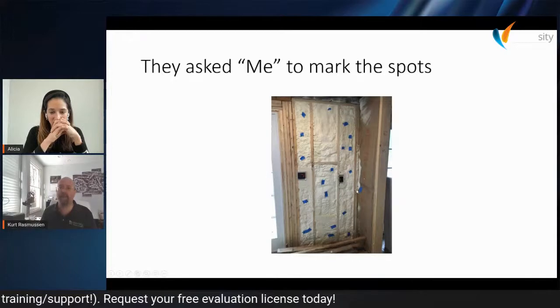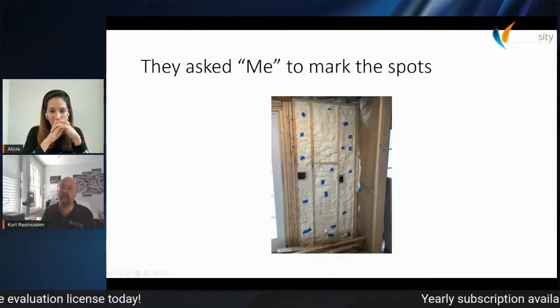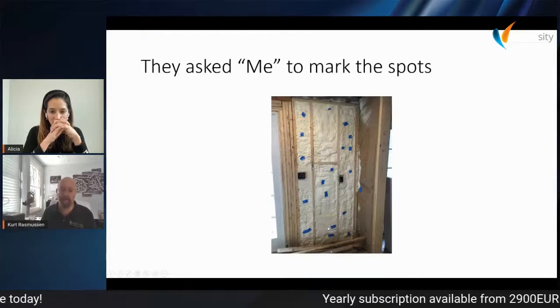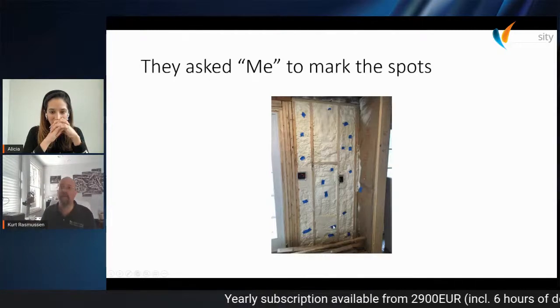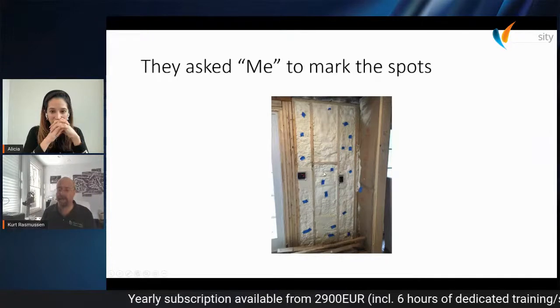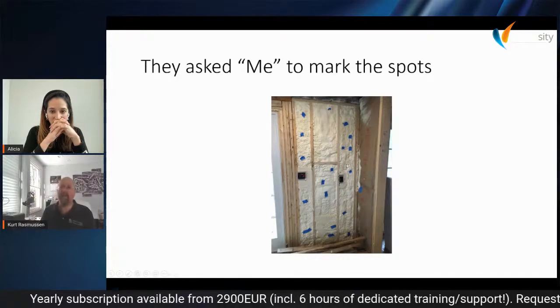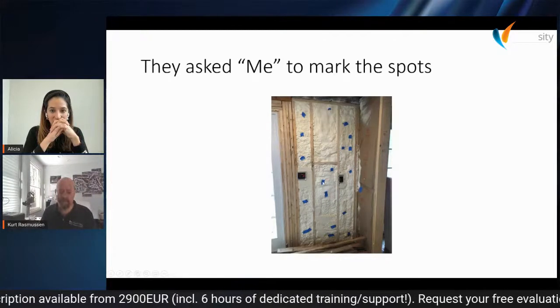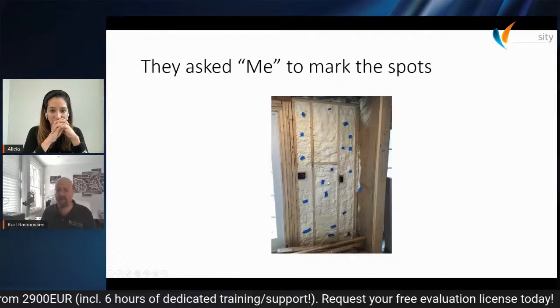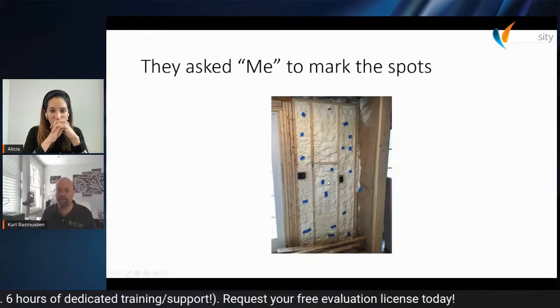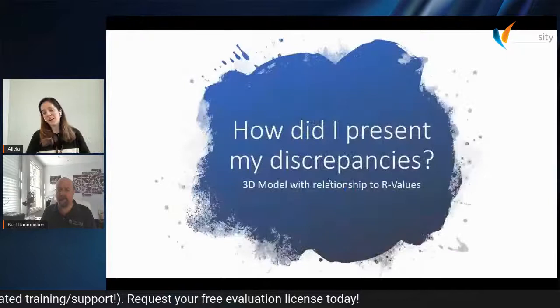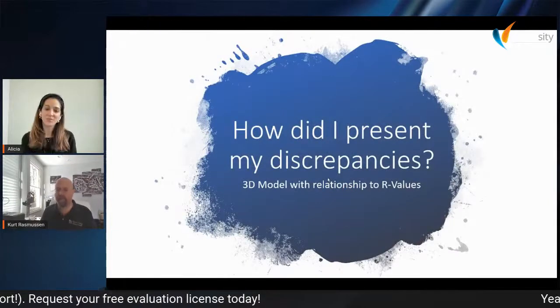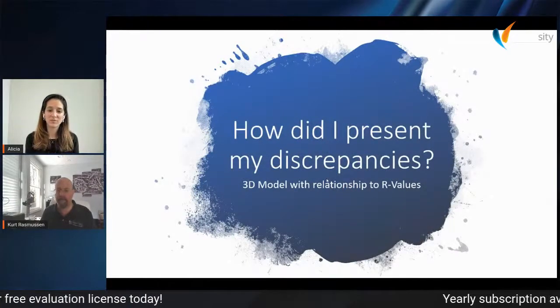This picture is actually me marking where it was sticking out too far, where I had to put a straight edge across it, and it was rocking because the insulation was sticking out too far. So I put blue tape to mark those areas. But even here, marking with blue tape was ridiculous. There's no reason I should be walking around this project putting blue strips of tape everywhere. So I said, well, how can I represent my discrepancies without just putting blue tape everywhere?